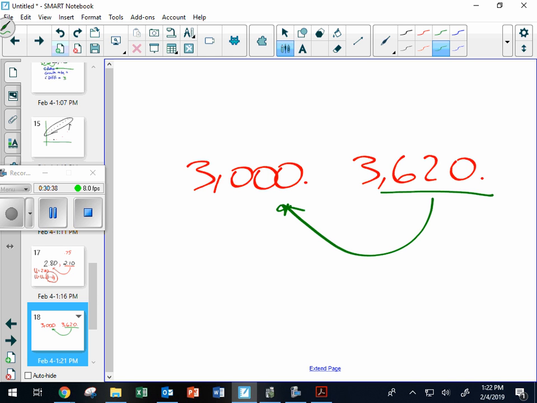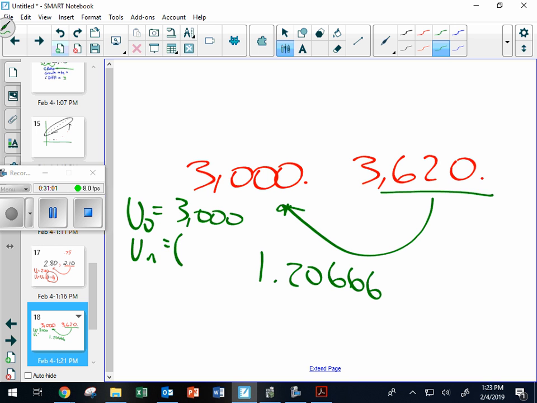Always start by dividing these two, and then just try to interpret your answer. So if I got 3620 divided by 3,000, I got 1.20666. If you were to write out your whole thing, it would go like this. One plus 0.2, I'm going to round it, that's about a 21% increase. About a 21% increase, or a 20.6% increase.